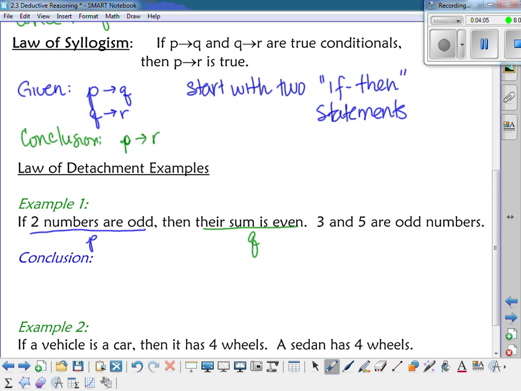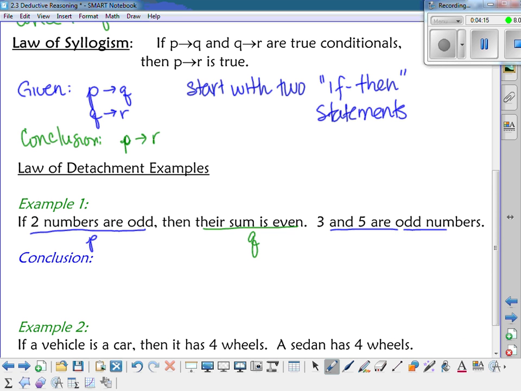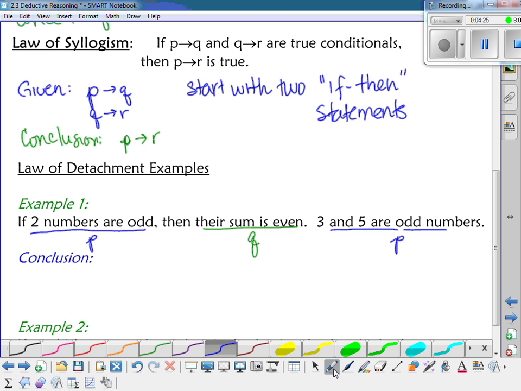Now, 3 and 5 are odd numbers. Is that referring to the hypothesis, or is it referring to the conclusion? Well, it's referring to the hypothesis. It's saying in this specific case, when I'm talking about 3 and 5, those are odd numbers. So what can I conclude? I can conclude that the sum of 3 and 5 is even.